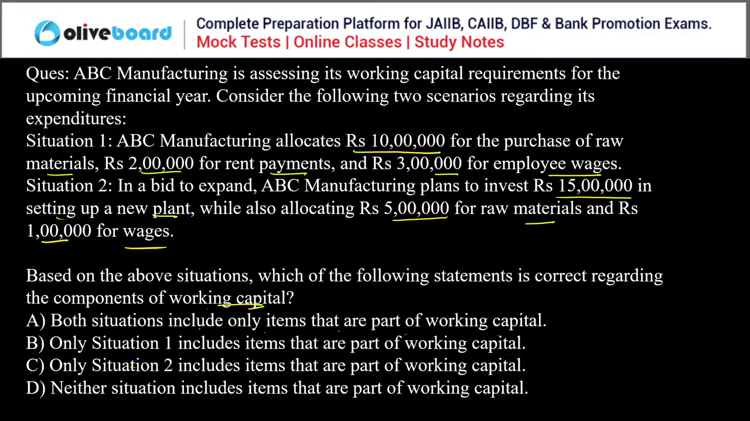Everyone, please answer this question. Read the question carefully, guys. The answer can be what? Very easy. Lakshmi is saying A, Krishna is also saying A, Mansa is saying D. Neither situation includes items that are a part of working capital, right?